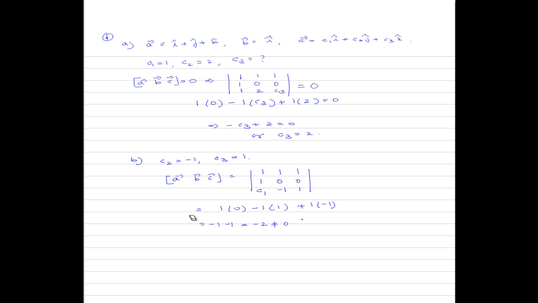So whatever value c1 takes in this problem, the value of the determinant is never going to be equal to 0. Therefore, for no value of c1 will the scalar triple product be equal to 0. Therefore, they can never be coplanar.